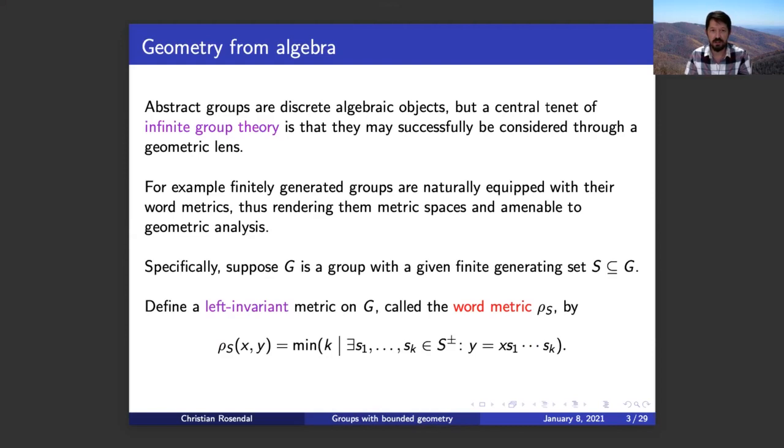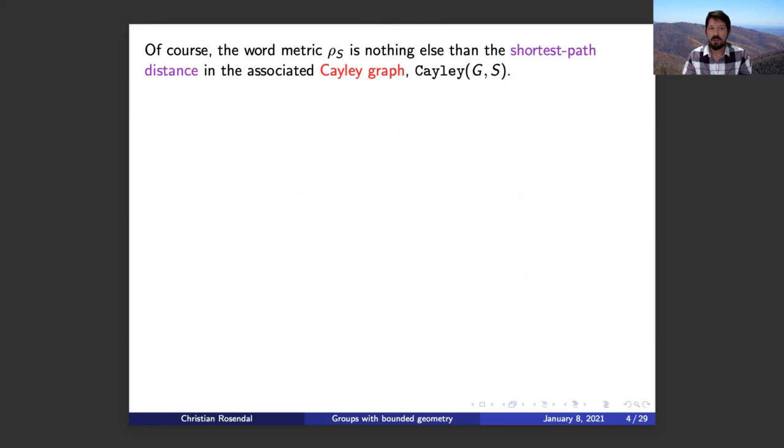So how is this done? This is done via the formula here. The distance from one group element X to another group element Y is just the minimum number of generators you need to multiply X with on the right to get to Y. This is an easy definition. And of course, this word metric that depends on the generating set is nothing else than the shortest path distance in the associated Cayley graph.